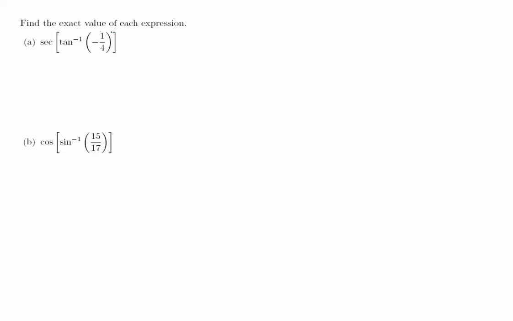Find the exact value of each expression. In part A, we have secant of tangent inverse of negative 1 over 4. Tangent inverse of negative 1 over 4 will be an angle, and later we find secant of that angle.